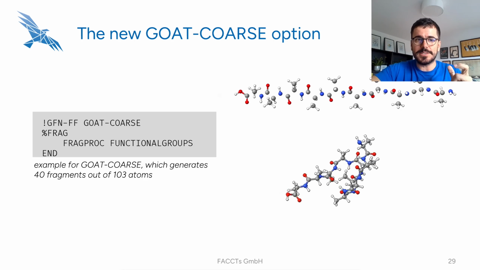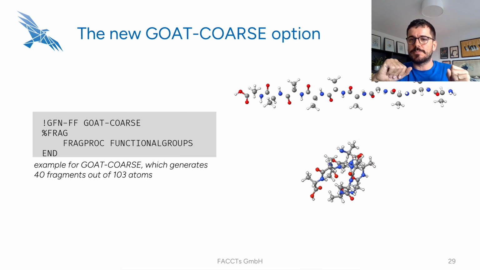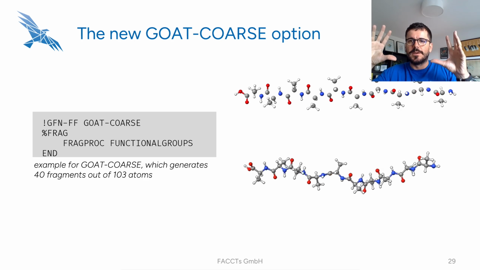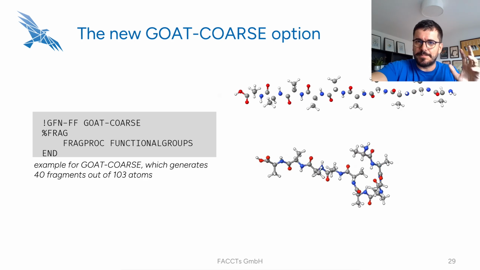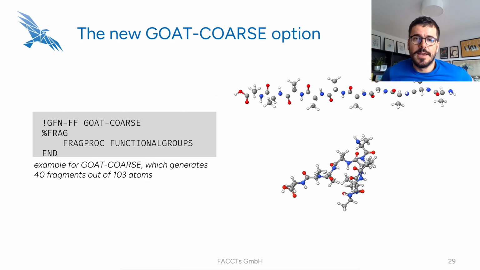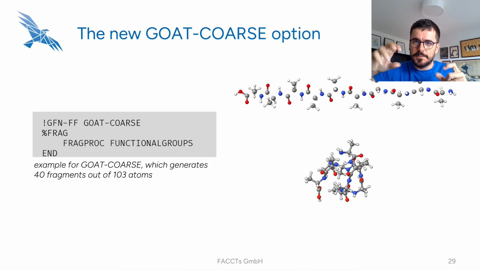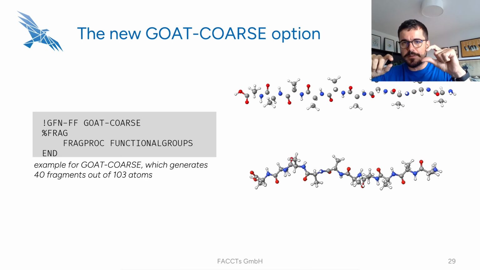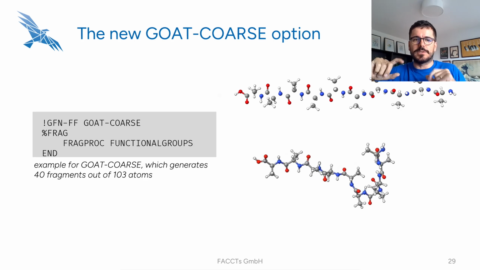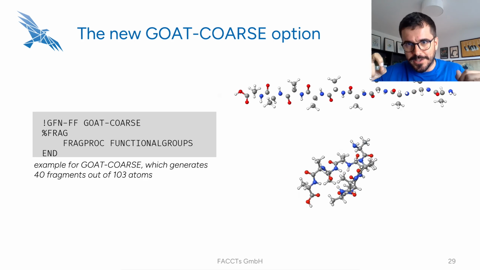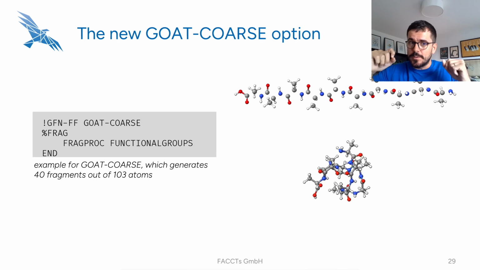On the top, you can see if you do this fragmentation procedure called functional groups, it will split the whole peptide into functional groups, as each fragment can be seen there. And these fragments are moving as rigid bodies. So every methyl group moves as a rigid body. Every carbonyl, every NH, every CH, and so on. And again, for a problem that scales exponentially, like global optimization, this really, really saves some time.